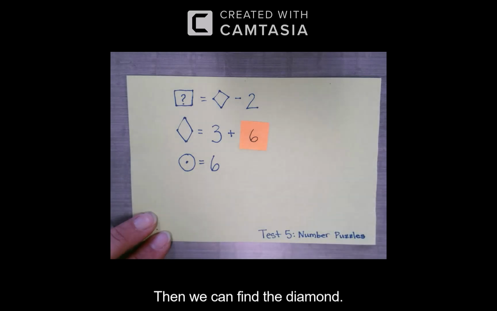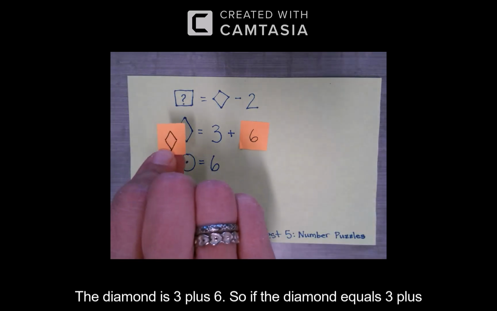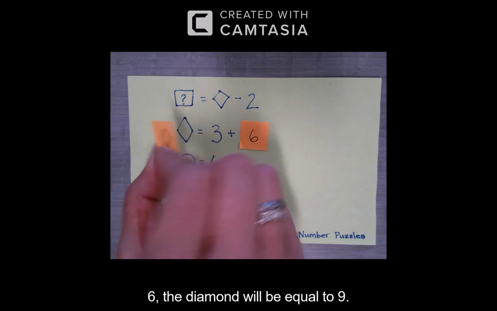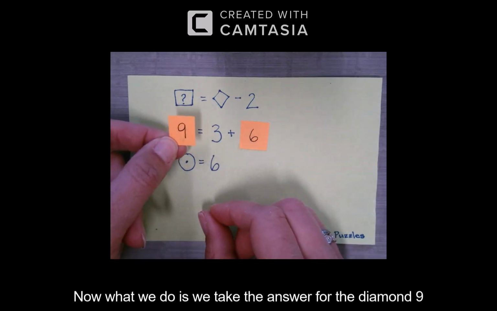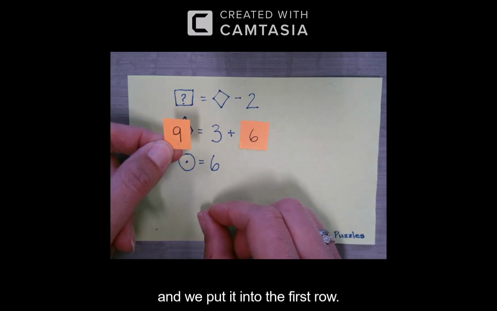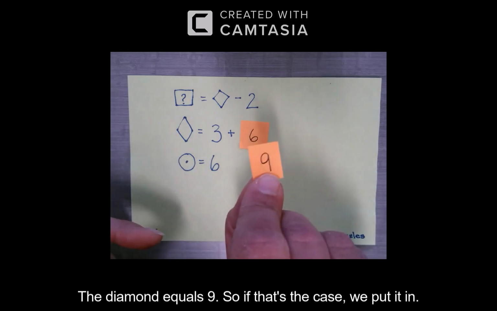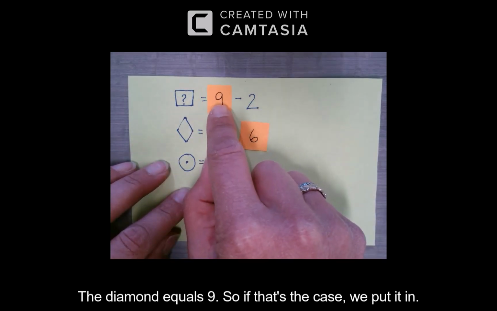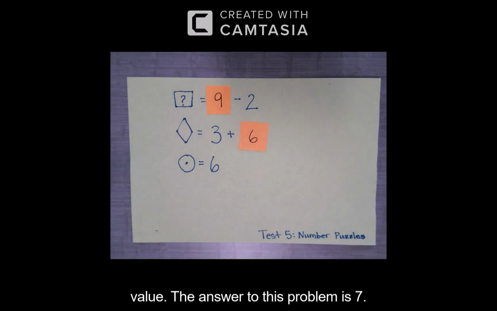Then we can find the diamond. The diamond is 3 plus 6. So if the diamond equals 3 plus 6, the diamond will be equal to 9. Now what we do is we take the answer for the diamond, 9, and we put it into the first row. The diamond equals 9, so if that's the case, we substitute it, and 9 minus 2 is 7. We found the missing value. The answer to this problem is 7.